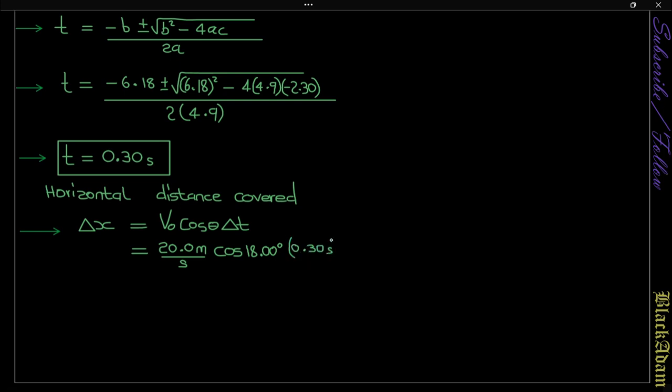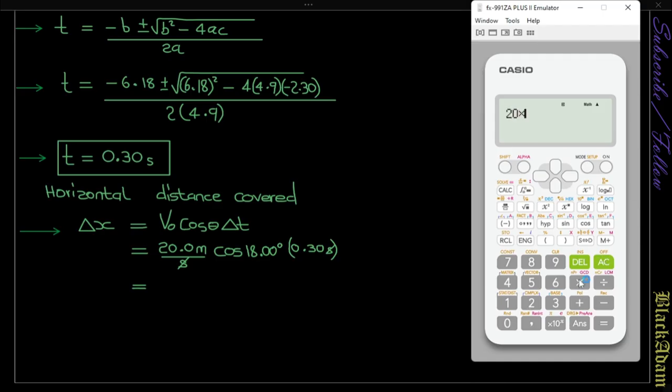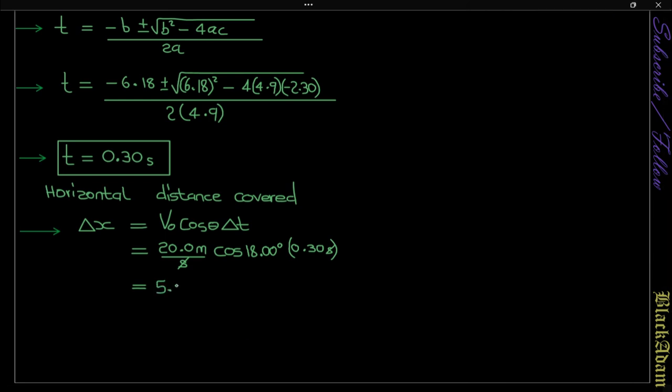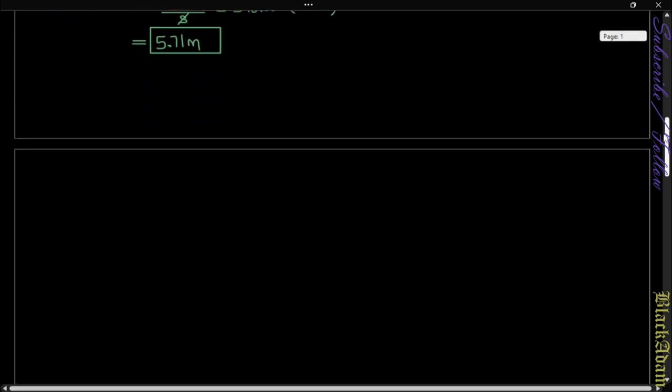So 0.30 seconds. The second cancels out and we're left with meters. So 2 times cos 18 times 0.30 is 5.71. So it's going to be 5.71 meters. That's the horizontal distance covered when the angle is 18 degrees.